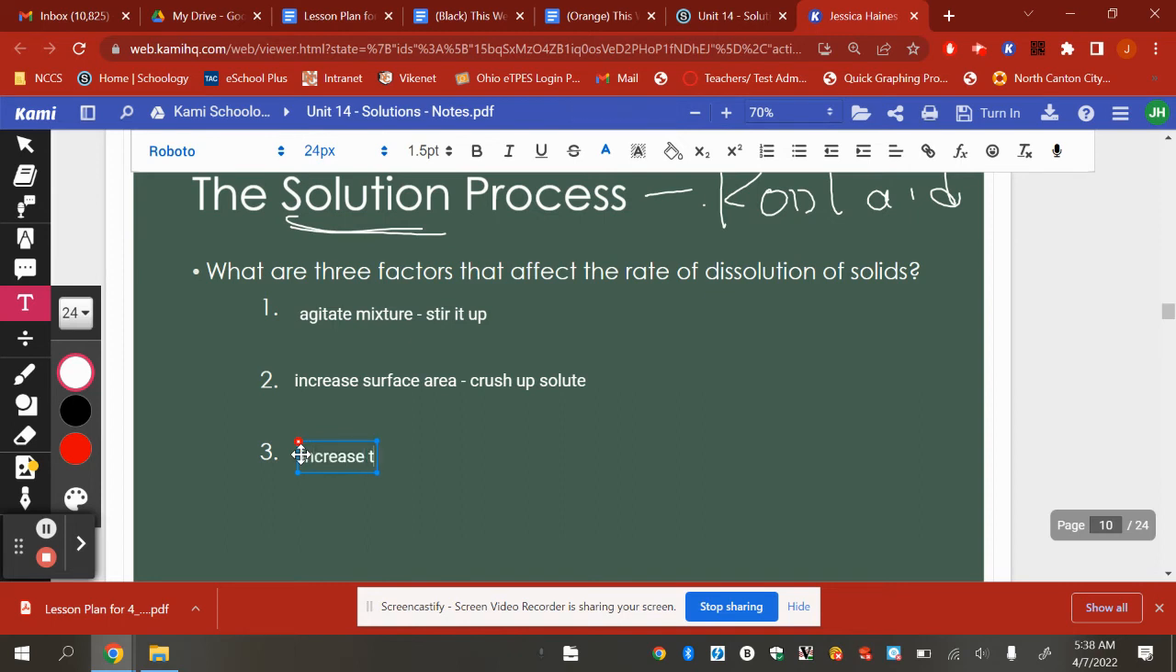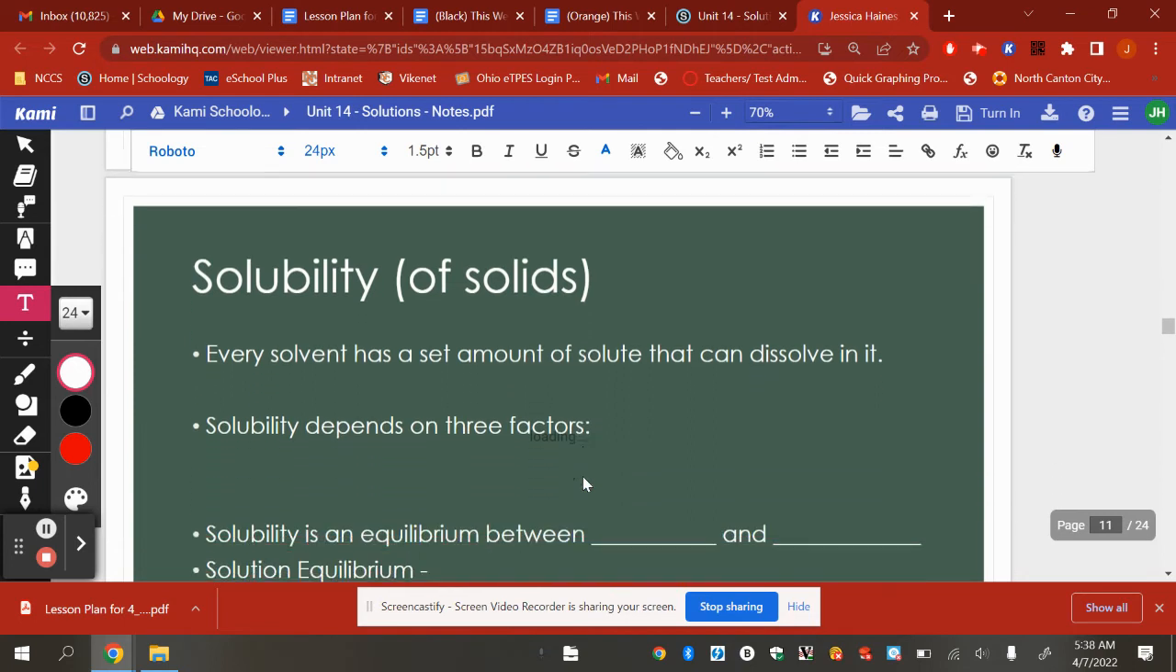And the last thing that you can do in order to get something to dissolve faster is increase the temperature. And this is most of the time the temperature of the solvent. So if you make Kool-Aid with warm water, you'll get more sugar to dissolve into it than if you make it with cold water. And then you can slowly cool it down or put it on ice and it will actually be sweeter because you can get more sugar to dissolve in warmer water.